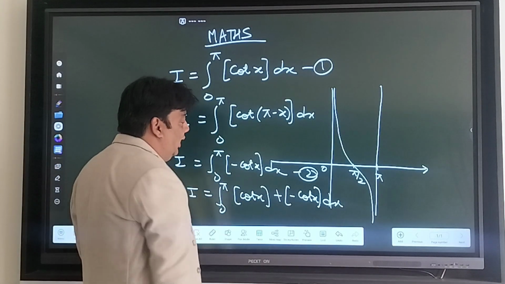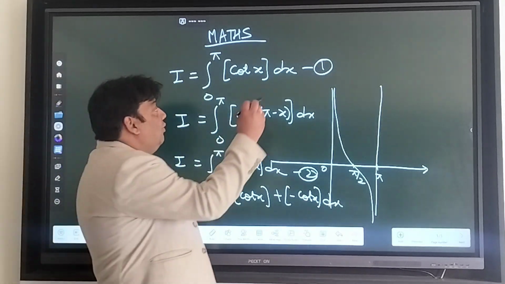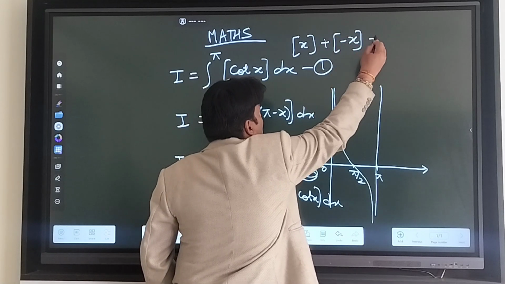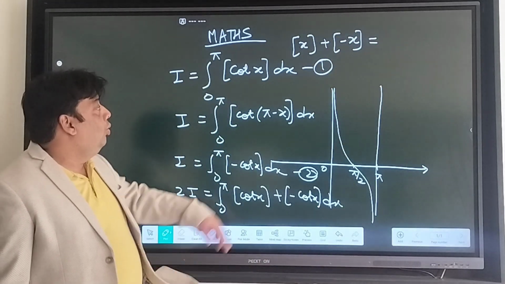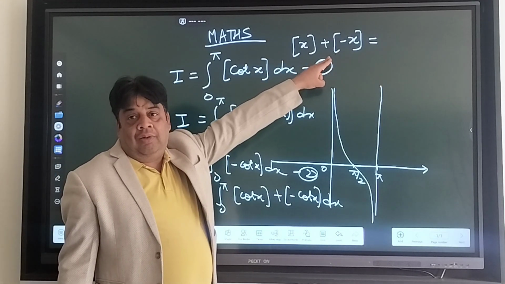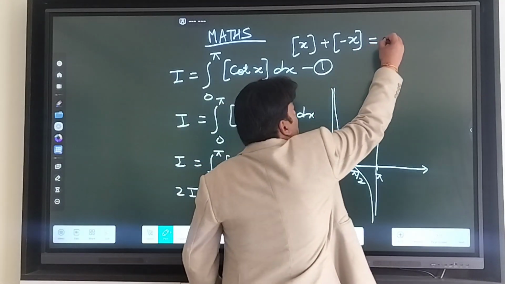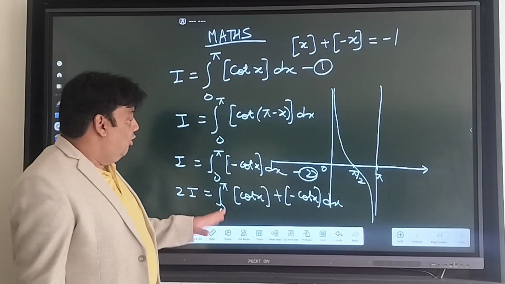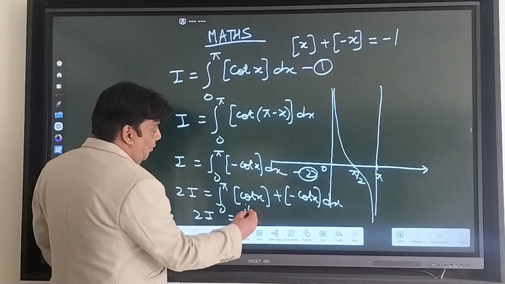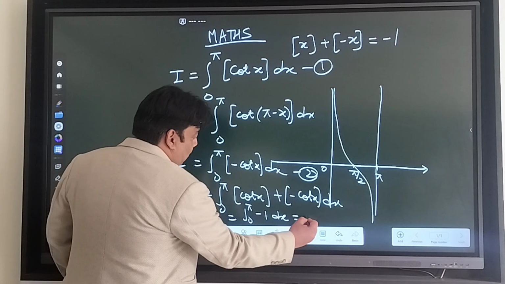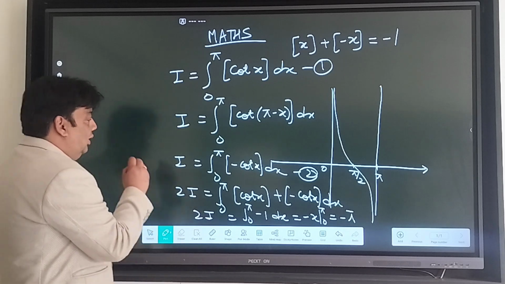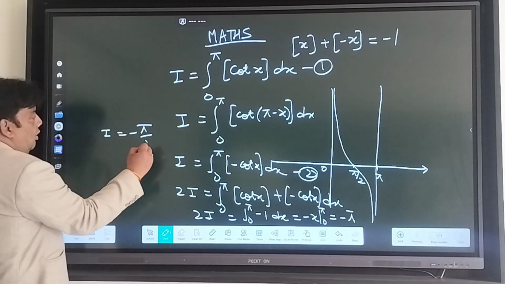Now if you see this, the greatest integer of x plus the greatest integer of minus x, we have studied this always. What will it be? Suppose I take 2.1. The greatest integer of 2.1 is 2, and the greatest integer of minus 2.1 is minus 3. So this answer will be minus 1, unless these are integers, and we are not talking about the integral value. So 2I becomes the integral from 0 to pi of minus 1 dx, which equals minus x with limits applied from 0 to pi, that is minus pi. So the answer to this question will be minus pi by 2.